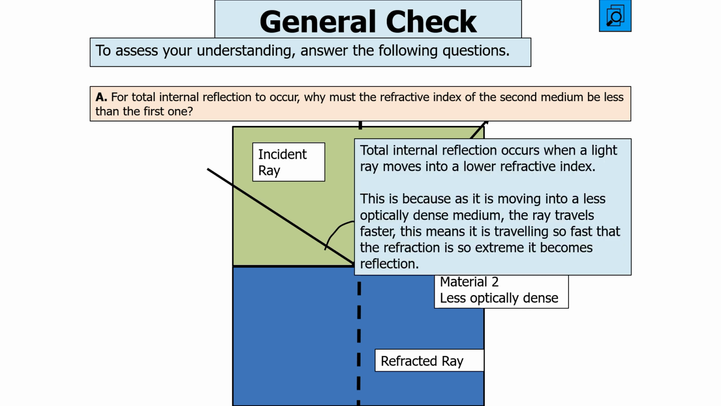Total internal reflection occurs when a light ray moves into a lower refractive index. That's because as it moves to a less optically dense medium, the ray travels faster. This means it's travelling so fast that refraction is so extreme, it in fact becomes reflection.